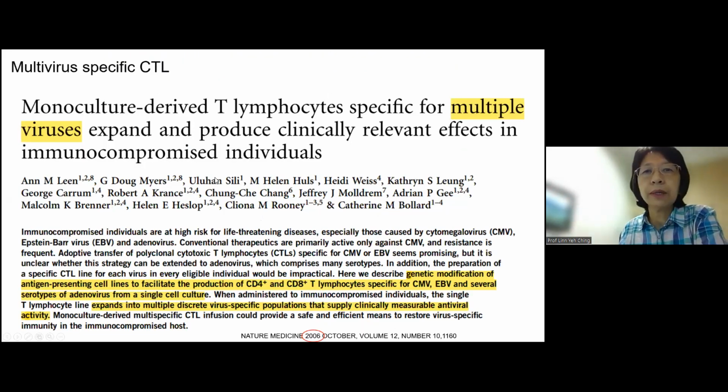And because viruses often coexist in post-allo transplant immunocompromised patients, the ideal product will be one that is reactive against multiple viruses generated from the same culture. So this is one that shows the culture of trivirus specific T cells that is possible against CMV, EBV, and adenovirus.